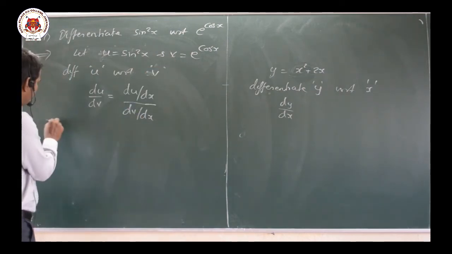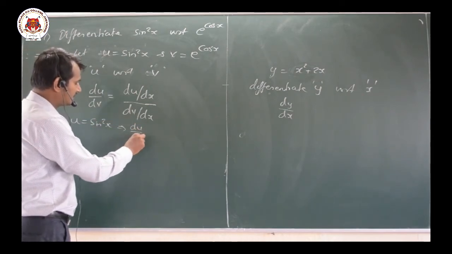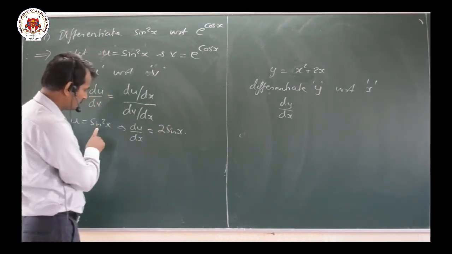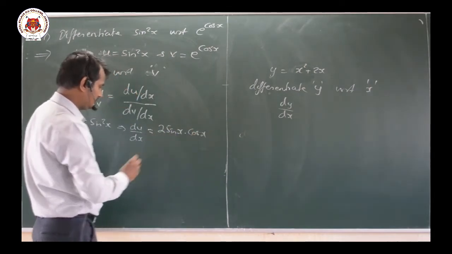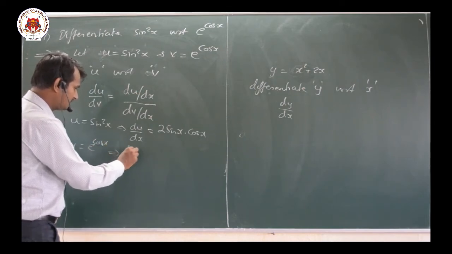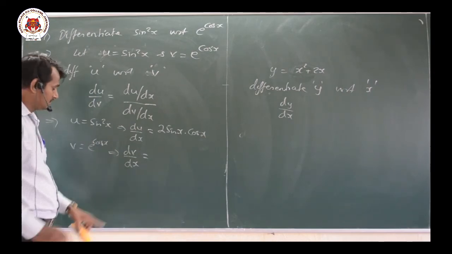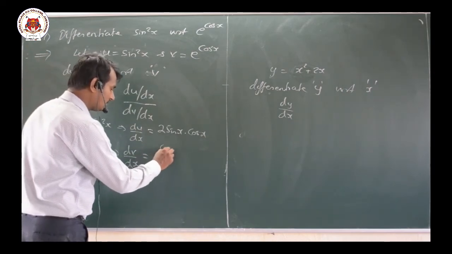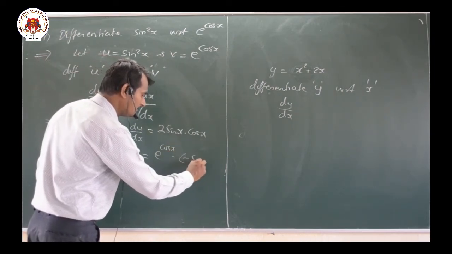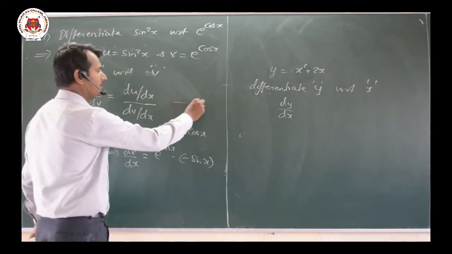So u is equal to sin square x. That implies du by dx, differentiating with respect to x, sin square becomes 2 sin x, further differentiation of sin x becomes cos x. Finished. Then v is equal to e raised to cos x. That implies dv by dx equal to e raised to cos x as it is, further differentiation of cos x becomes minus sin x. I will substitute both of the values in equation 1.